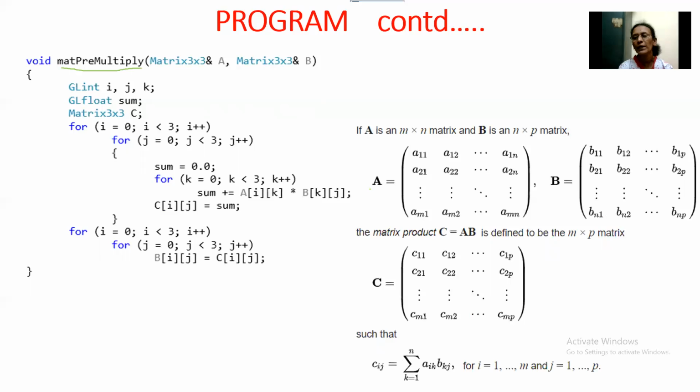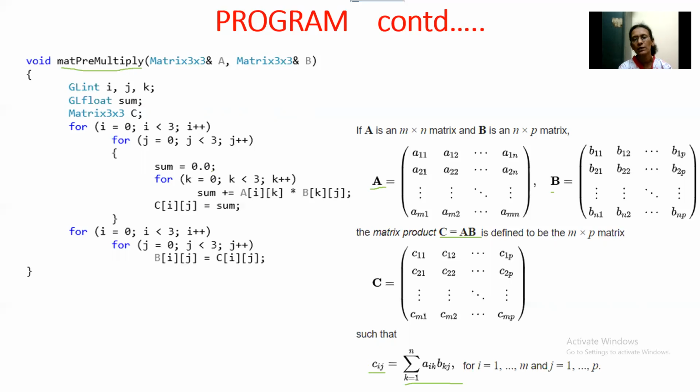Suppose we have to multiply two matrices A and B, and the result is C equal to A into B. We do Cij equal to sigma k equal to 1 to n Aik Bkj. This is what we are doing here. So first, for i equal to 0 to 3, it is a 3 by 3 matrix, and for j equal to 0 to 3, this is row wise, column wise. Sum equal to 0.0.